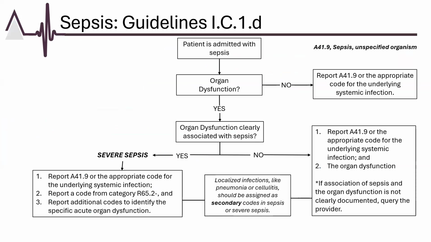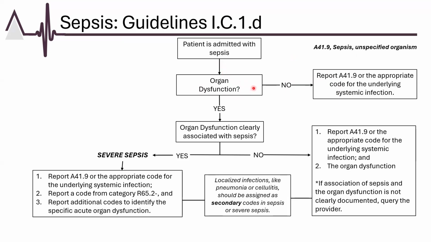Let's review some of the sepsis guidelines before we complete this question. There is a graphic on this page similar to the one in your ICD-10 manual, and it's quite handy when you're trying to determine proper coding. If a patient is admitted with sepsis, do they have organ dysfunction? If the answer is no, then the code to report is A41.9 or the appropriate code for the underlying systemic infection. In our case, you might remember the appropriate code for the underlying systemic infection was A40.1, which is sepsis due to strep B.